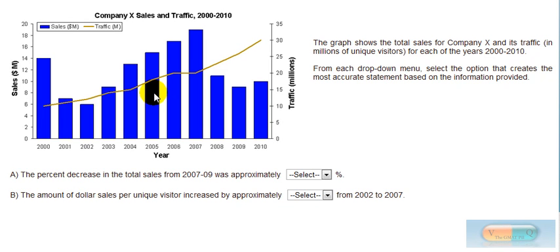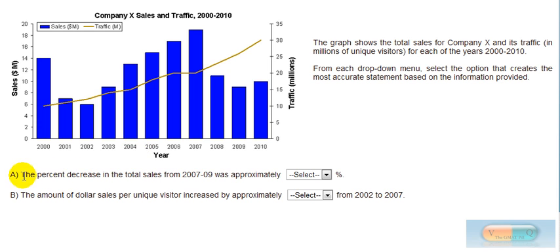This is a bar graph with two y-axes. One is for sales, the other one is for traffic in millions. So the graph shows the total sales for company X and its traffic in millions of unique visitors for each of the years 2000 to 2010.